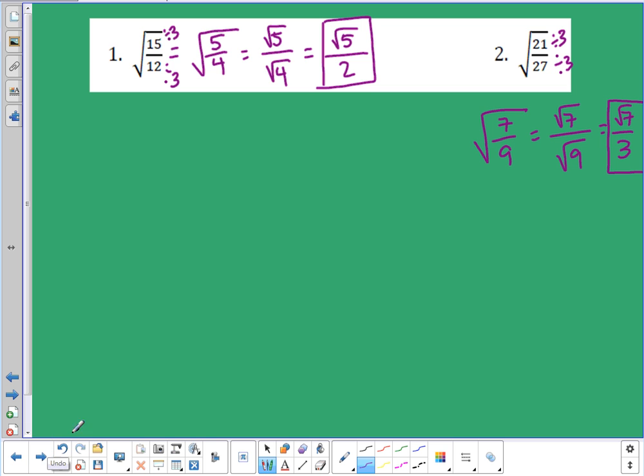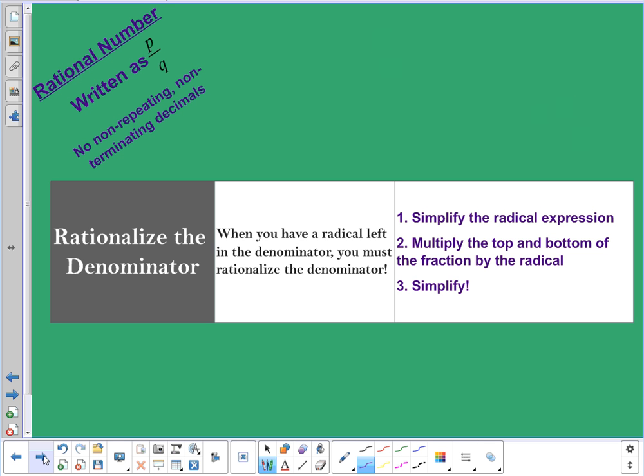Now, what happens when we're left with a radical sign that's not a perfect square? 4 is a perfect square, we could take care of that. 9 is a perfect square, we could take care of that. But what about numbers that aren't perfect squares? And that's where rationalizing the denominator comes in. So just a reminder, a rational number is any sort of fraction. It's any sort of number that's written as some number in the numerator, some number in the denominator, and remember that the fraction bar in the middle means division. So when we have a radical left in the denominator, we have to rationalize the denominator. We can't leave it as the square root of an irrational number.